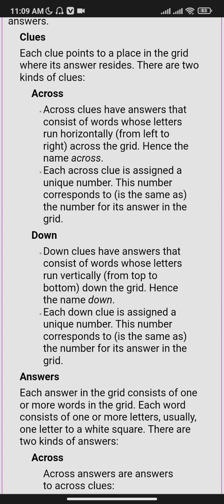In this video I will tell you about what a clue is in the crossword game.